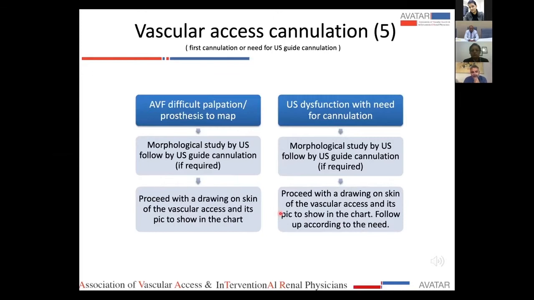If the vascular access palpation is difficult or the cannulation is difficult, it is recommended to map the vascular access, take a photo, and then perform the cannulation by ultrasound to avoid complications.